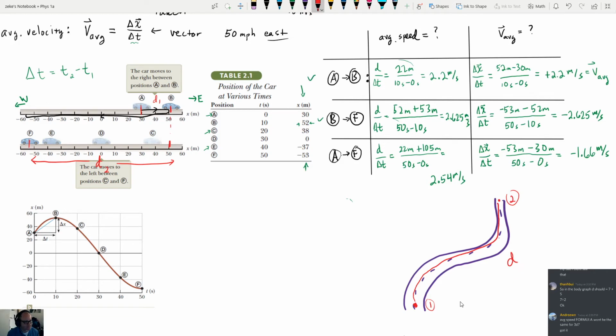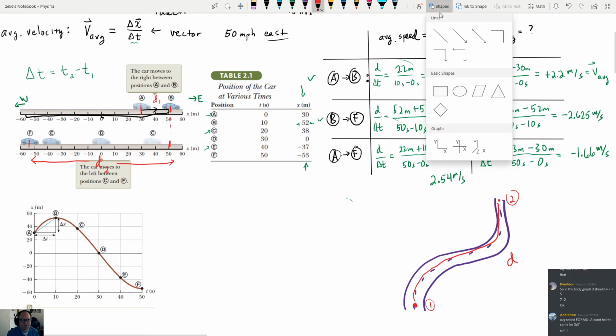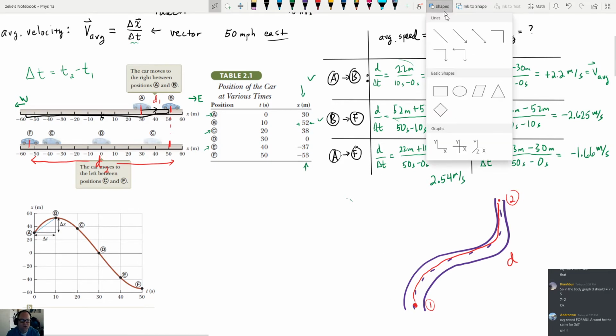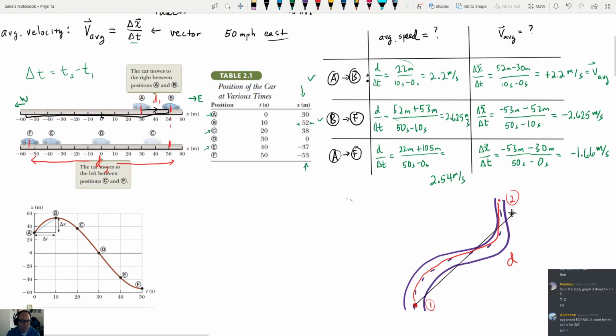That would be the distance, just however long that is, right? But for the displacement, you only care about the starting and ending point. So the displacement would go from point... Really? Shape. Click. There you go. Hopefully you're happy now. That's going to be displacement now.